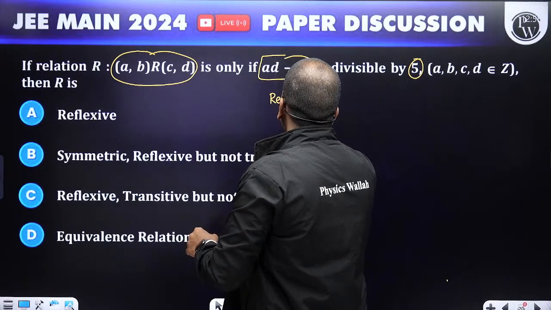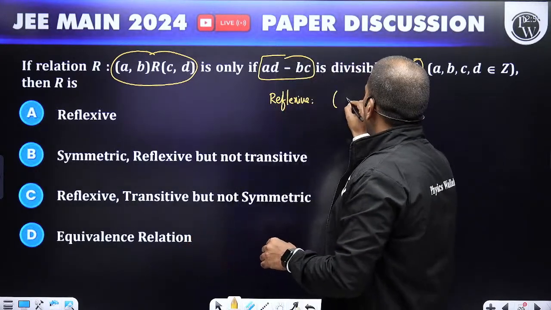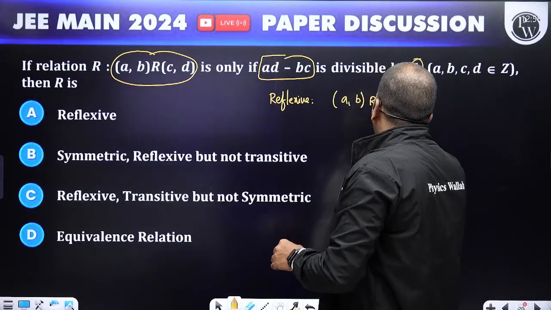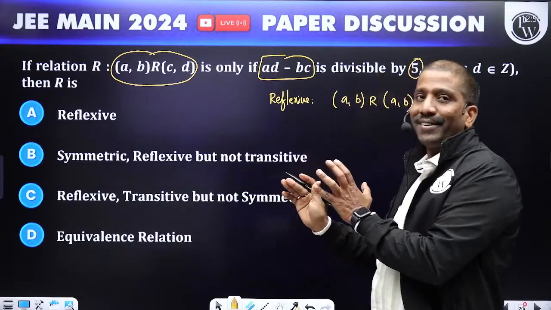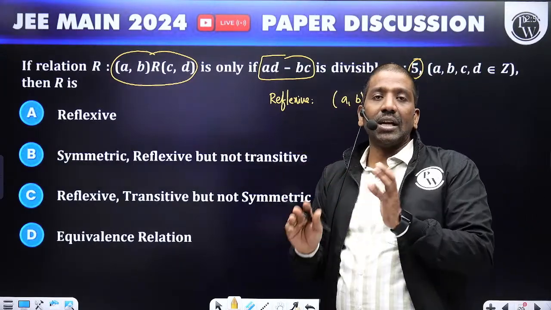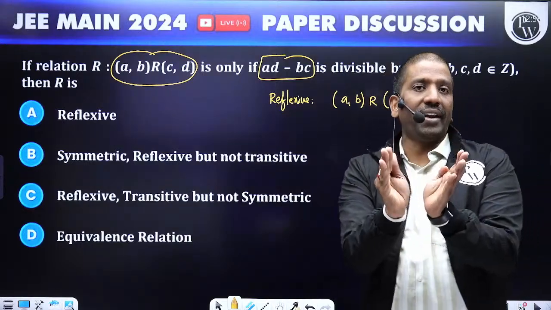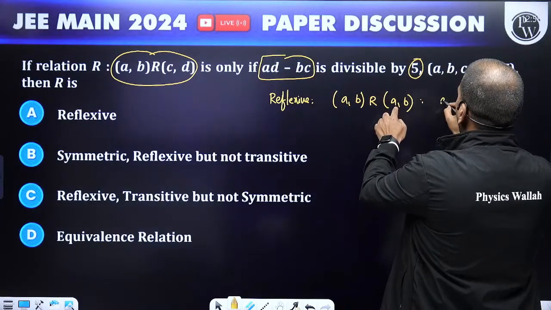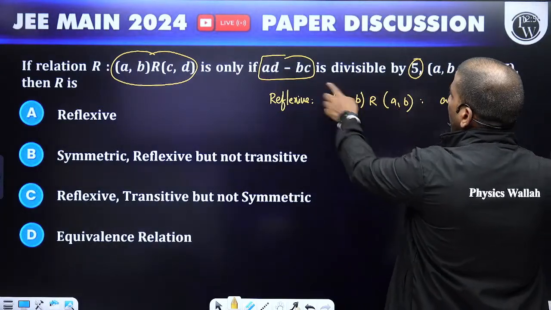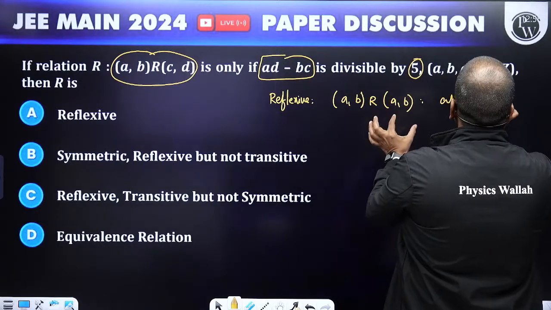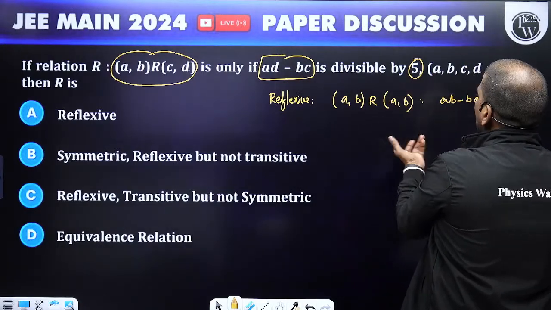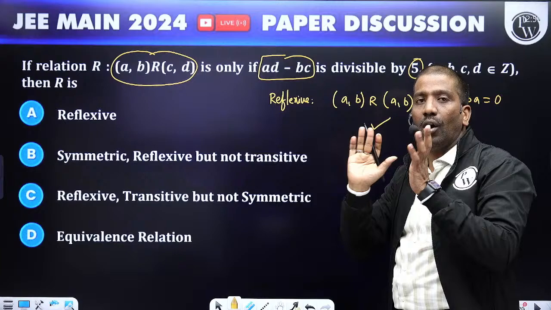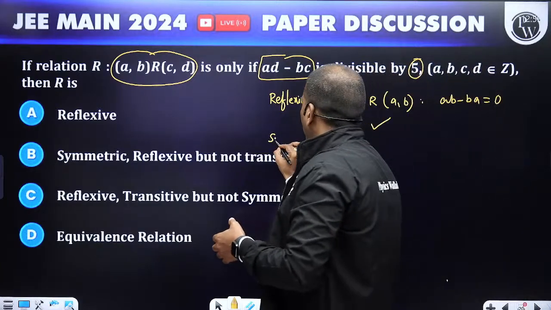Regarding reflexive, when I take (a,b) R, we need to take the same element again, right? Instead of a, we have the ordered pair (a,b). So we need to take (a,b). So what do you get here according to this ad? ab minus ba, which is nothing but 0. Yes, 0 is divisible by any number. So 0 is divisible by 5. So it is okay. Coming to symmetric.